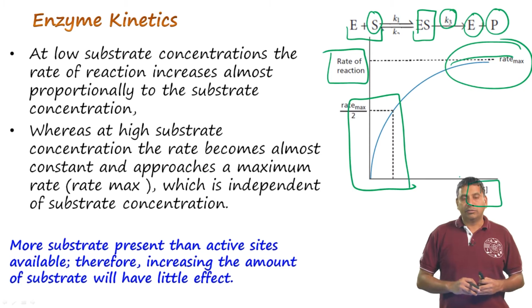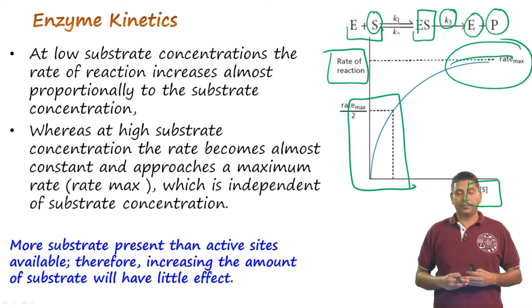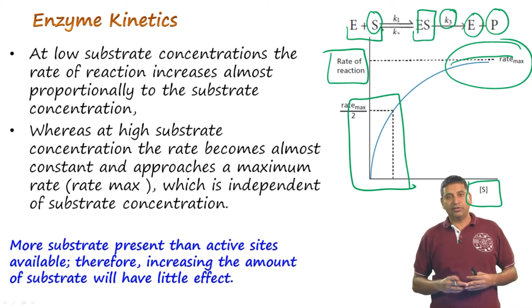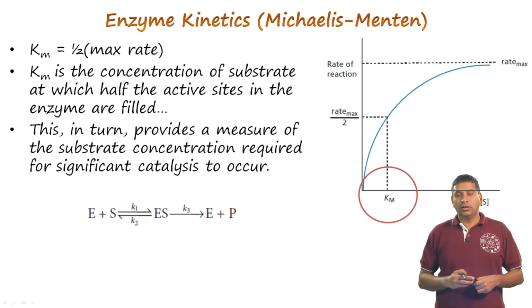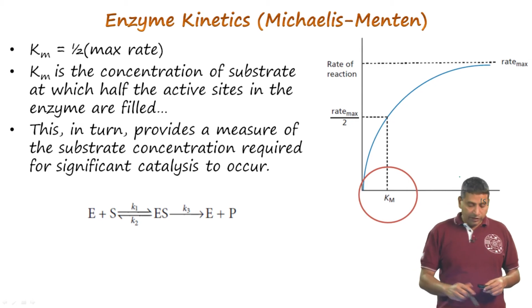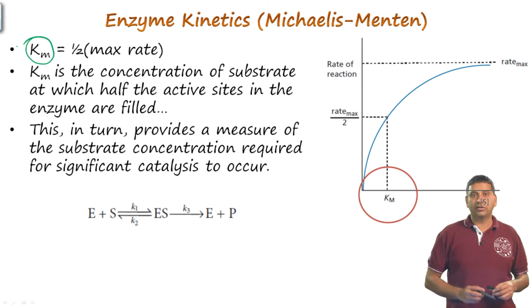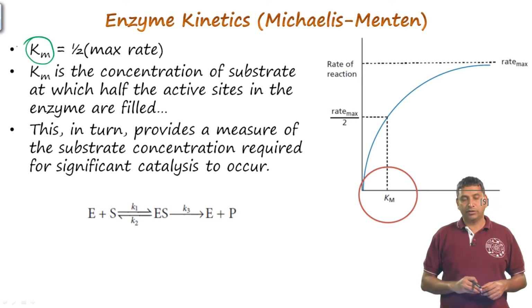One can understand this by thinking about the relationship between the substrate concentration and the enzyme. When more substrate is present than active sites available, increasing the amount of the substrate will have no effect. One of the ways in which we understand enzyme kinetics is to do what is known as a Michaelis-Menten treatment. We define a term Km, the substrate concentration at half of the maximum rate. It is called the Michaelis constant.